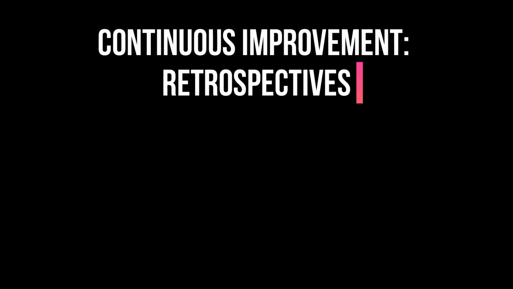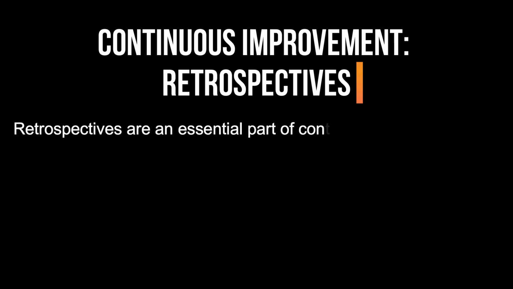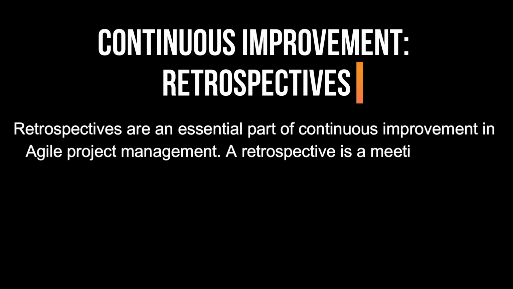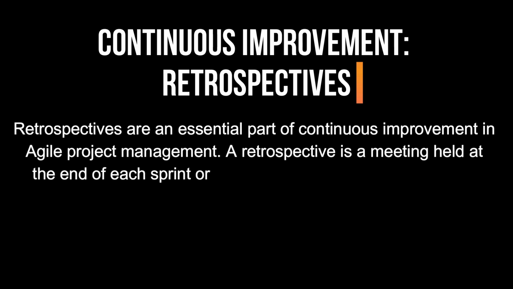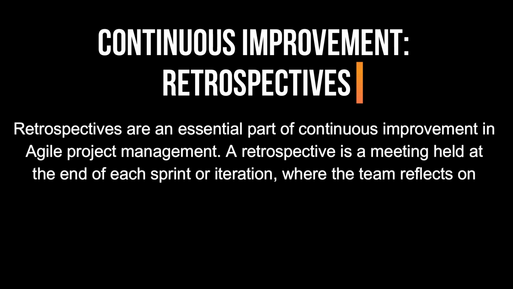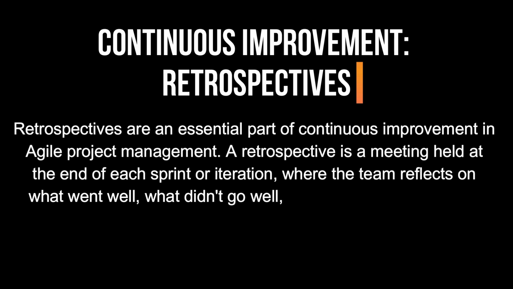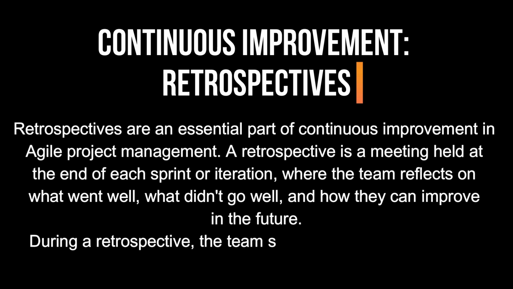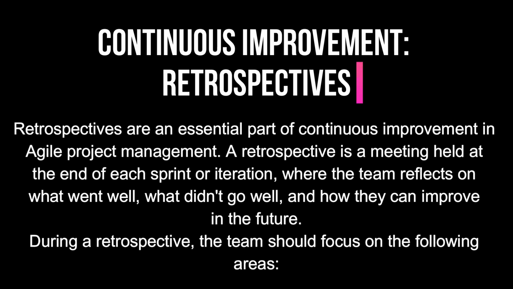Continuous improvement, retrospectives. Retrospectives are an essential part of continuous improvement in Agile project management. A retrospective is a meeting held at the end of each sprint or iteration, where the team reflects on what went well, what didn't go well, and how they can improve in the future. During a retrospective, the team should focus on the following areas.